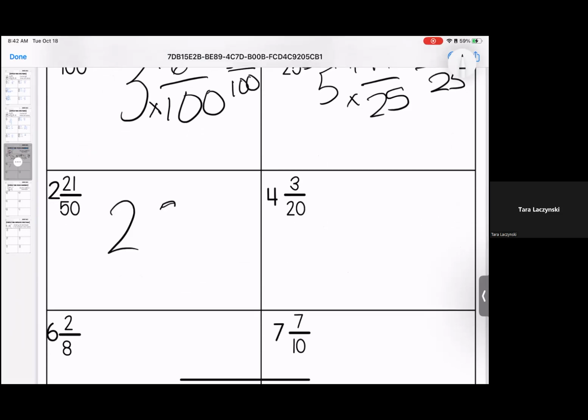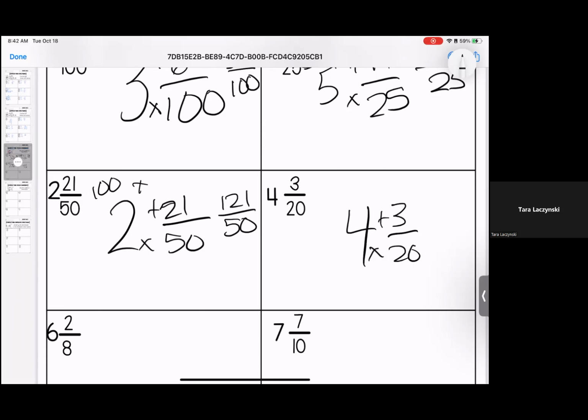For this one, multiply by the bottom, add the top. Think of that backwards C. 50 times 2 is 100. Add the 21 is 121. Don't change the denominator, 121 over 50.